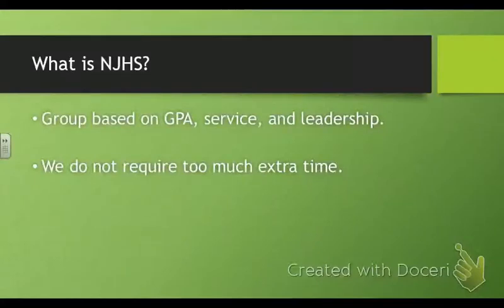So the first question, what is NJHS, National Junior Honor Society? It's a group based on GPA, service, and leadership. Each student needs to have a 3.5 GPA or higher, and we also provide service opportunities and leadership opportunities for these students. We do not require too much extra time because I know a lot of students don't have their own transportation and it's hard to get everywhere. So we try to do a lot of our activities during school hours, either during tag or homeroom, but occasionally we will have outside of school activities, but for the most part we really do not require too much extra time.